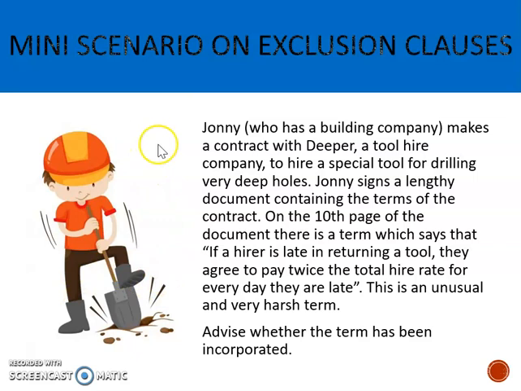So the scenario that we've got is Jonny, who has a building company, makes a contract with Deeper, a tool hire company, to hire a special tool for drilling very deep holes. Jonny signs a lengthy document containing the terms of the contract. On the 10th page of the document, there is a term which says that, quote, if a hirer is late in returning a tool, they agree to pay twice the total hire rate for every day they are late. This is an unusual and a very harsh term. And you can see I've just highlighted here the term that's in the contract that's being described as unusual and harsh. And you're being asked to advise whether the term has been incorporated into the contract.